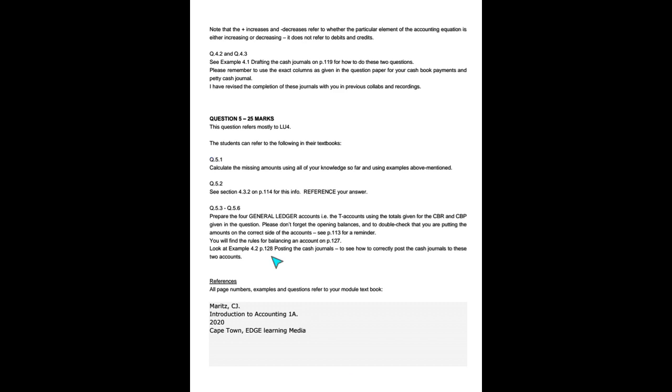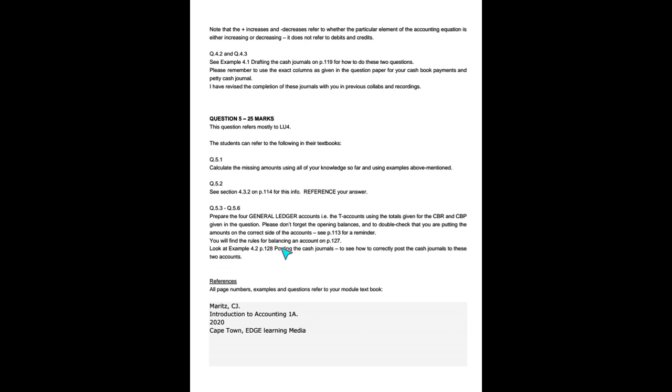Because bank, you'll have debits and credits on bank. Your trading inventory, you will have debits and credits. Your capital account, I can't remember if that one has debits and credits. Opening balance. Okay.